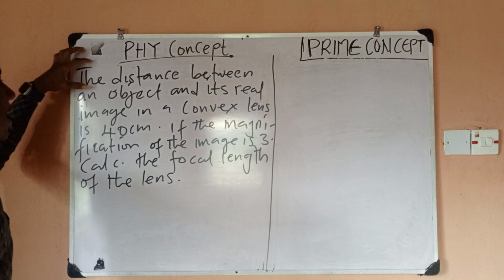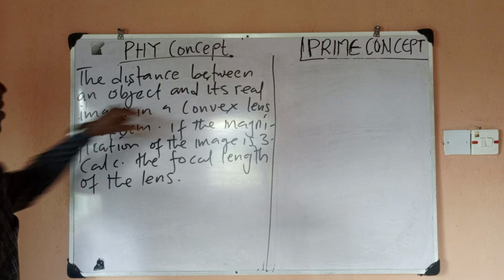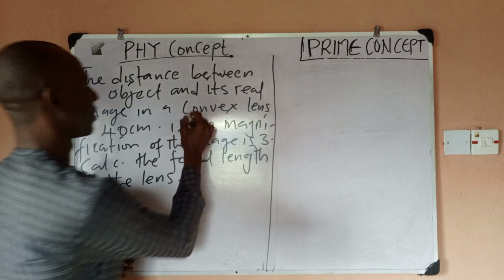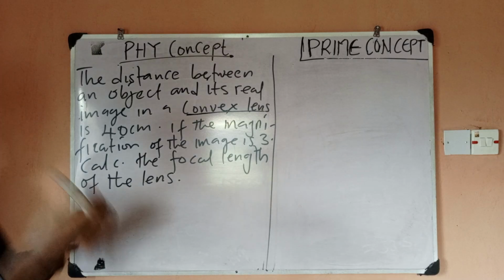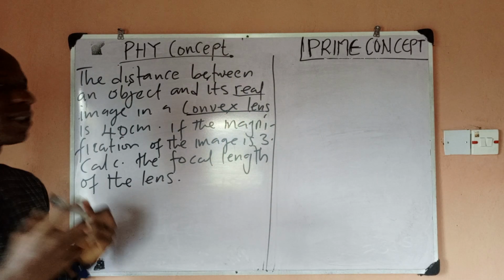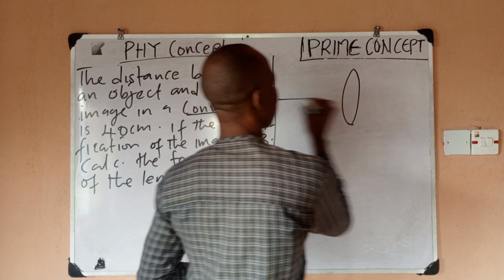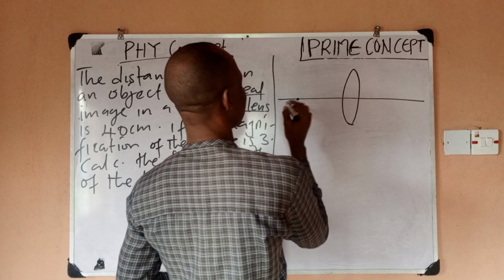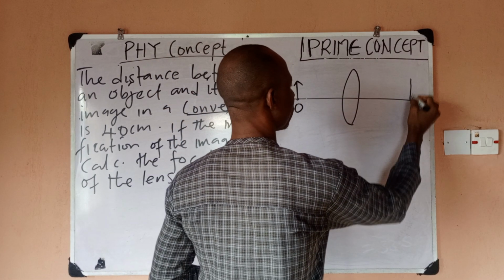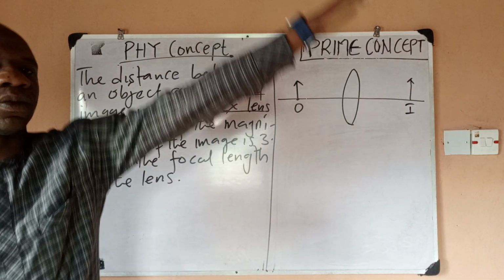Now they said the distance between an object and its real image in a convex lens. So we're dealing with a convex lens. So take note of the word real. It simply means that if this is your convex lens, and say your object is somewhere around here, this is your object, then your image should be on this other side. This is your image because it is real. Image should be on the other side.